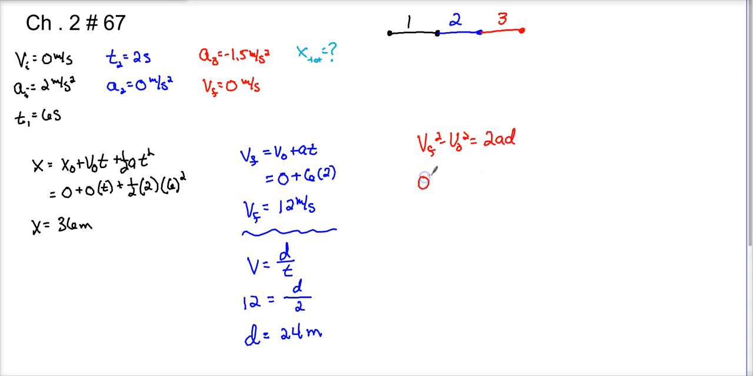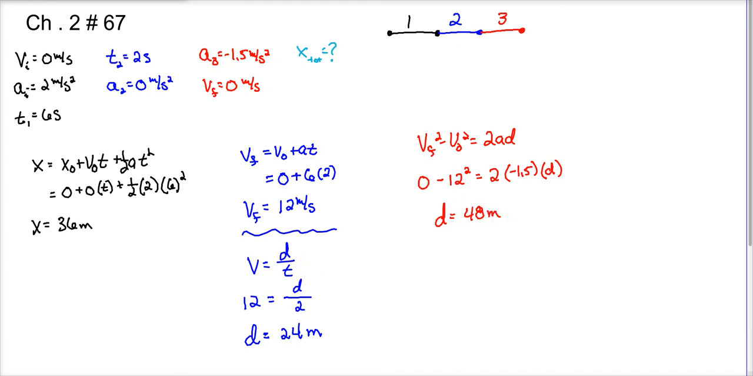So we're coming to a stop, so v sub f is 0. We started section 3 at 12 meters per second, and we're going to square that, and then we have a negative acceleration of 1.5 meters per second squared, and we need to solve for d. Doing that work out, solving for d, we find that it is 48 meters for section 3.